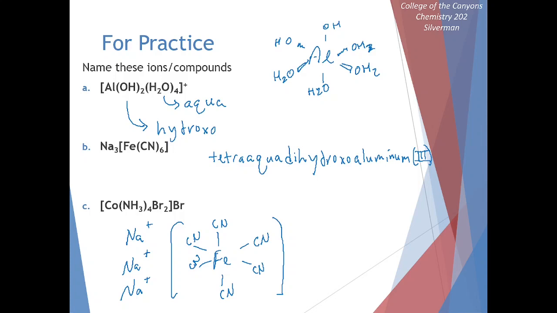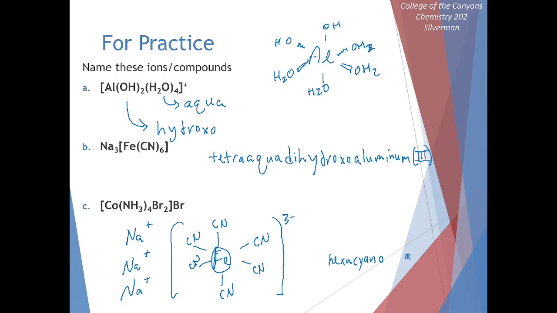And so we can call this hexacyano as the list of our ligands. This is surrounding our iron, but our complex here has to have a charge of -3 to counteract our 3 sodiums.